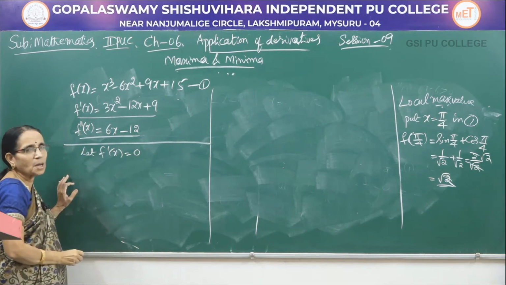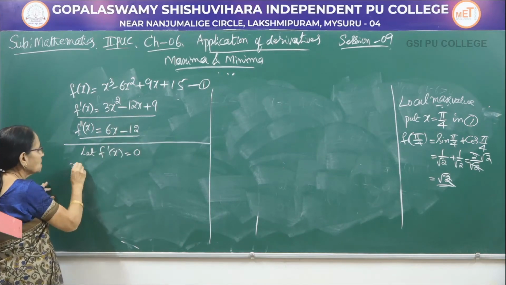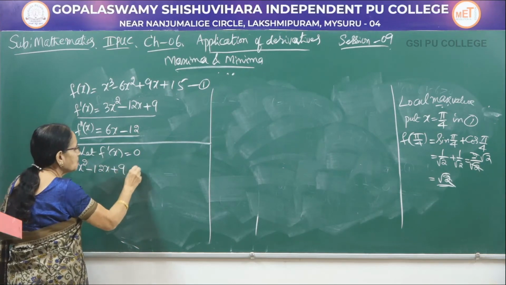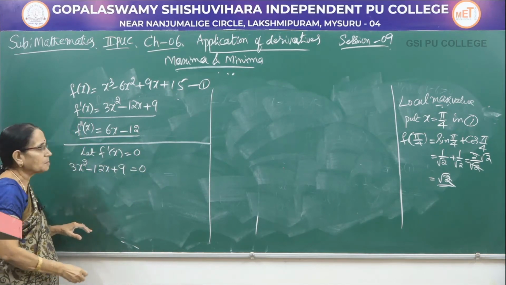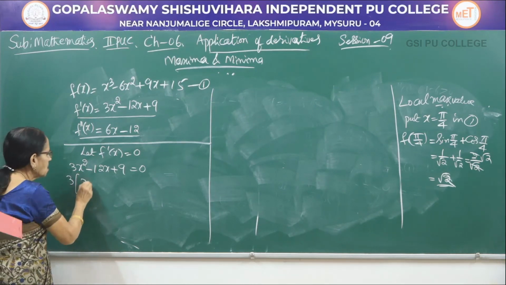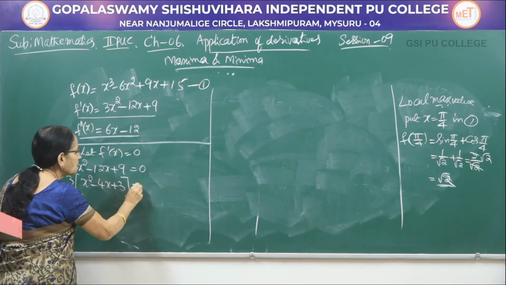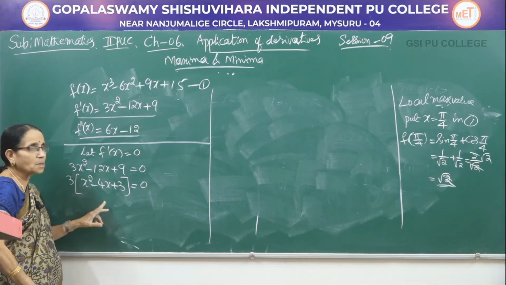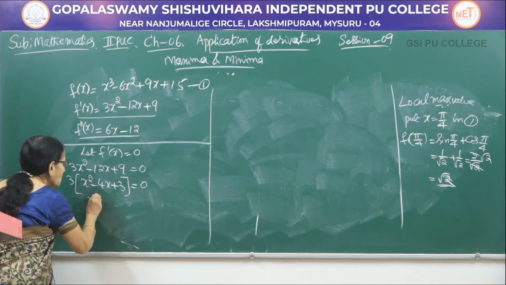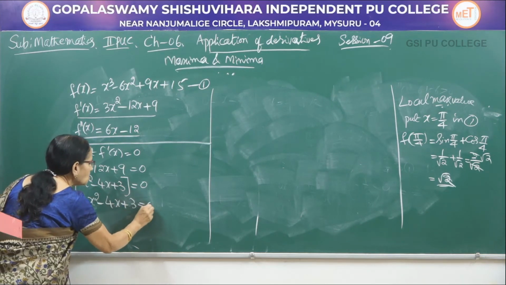Equate the first derivative to 0. Let f dash x be equal to 0. That is, 3x square minus 12x plus 9 equal to 0. Now, you observe 3 can be taken as a common factor. It becomes x square minus 4x plus 3 equal to 0. See, a product is equal to 0. So, 3 cannot be 0. That implies that x square minus 4x plus 3 equal to 0.